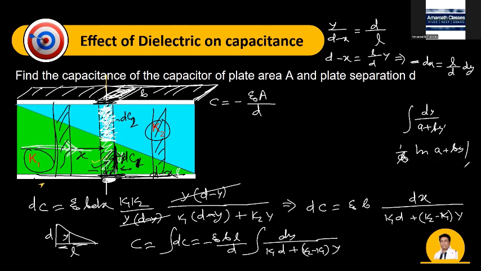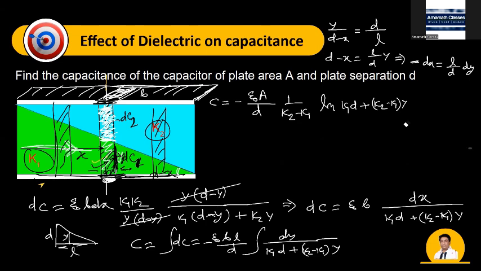So similarly, if I put it here, it will be 1 by K2 minus K1 and ln of K1D plus K2 minus K1 into Y. It is the standard integral, or you can prove it using the substitution method. But the limit is a little bit interesting.